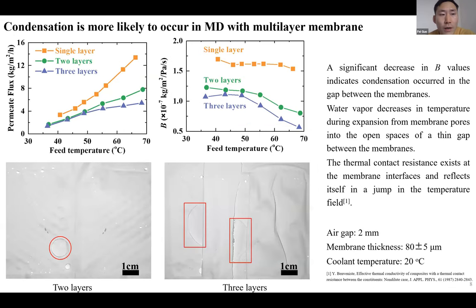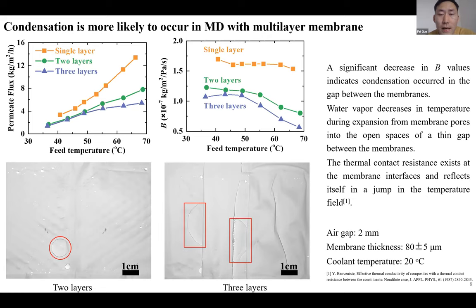Our final work is on multi-layer membranes. We found condensation is always happening in the multi-layer membranes. For the single membrane, we use a thickness of 80 micrometers. There is no condensation in the membranes, so the condensation effect can be neglected. We found a significant decrease from 40 to 70 centigrade.